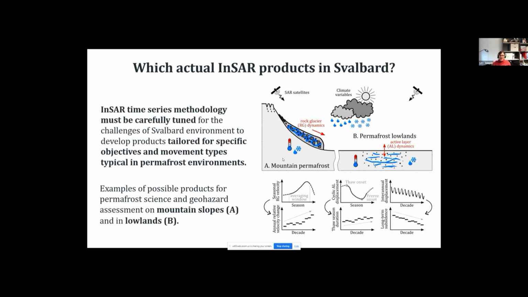While in flat terrain, as also Maria introduced, you have these cyclic patterns at the seasonal scale due to active layer freeze and thaw, and the ice formation and melting in the ground. So you can have information about subsidence and heave patterns. And then, of course, if we manage to connect the years, you can also have information on how it evolves interannually. And if there is a long-term subsidence pattern, it can indicate permafrost degradation.